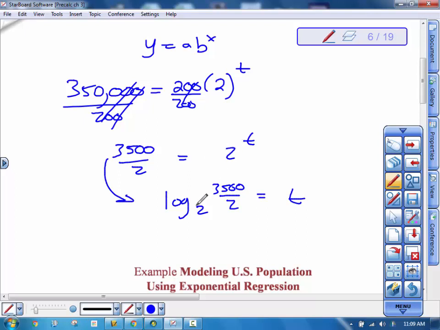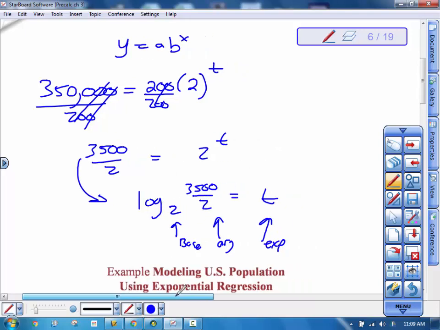The base always goes here. The exponent is always what a log is, because a log is an exponent, as you recall. So what's left is the argument, which goes here. So there's the base, there's the exponent, and there's the argument. Okay, so that's important to go from exponential form to log form today to solve these problems. We would just type this into our calculator from there.